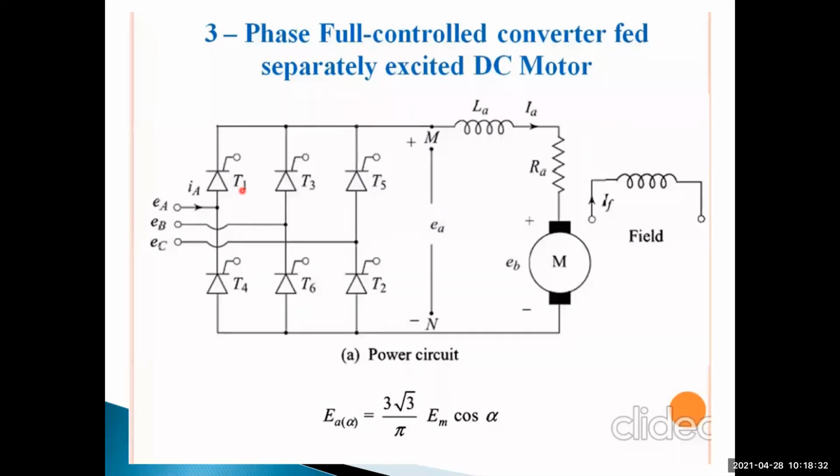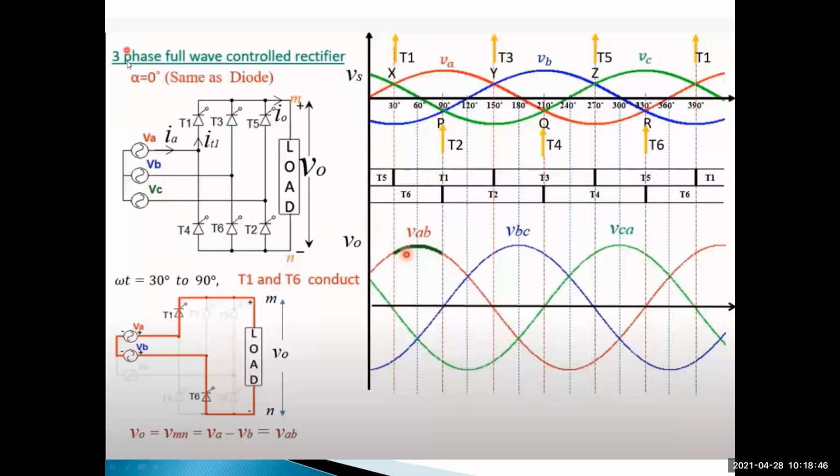That is pi by 6 plus alpha. Above 30 degrees means the firing angle added to pi by 6, that is 30 degrees. Only above 30 degrees is this conduction duration possible. For a 3-phase fully controlled converter, for example, alpha is equal to 0, it is the same as the diode. So that is whole alpha equal to 0, same as diode. So natural commutation is at pi by 6 plus alpha.